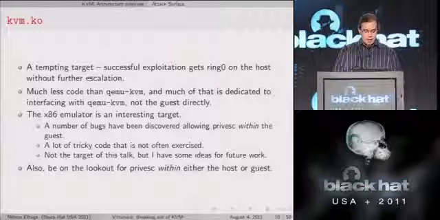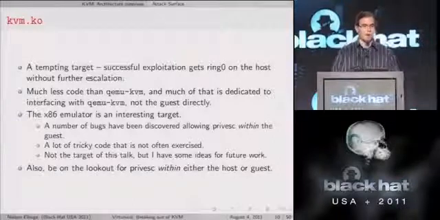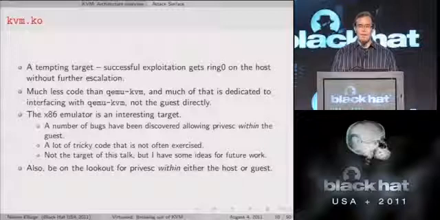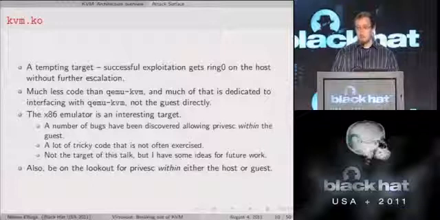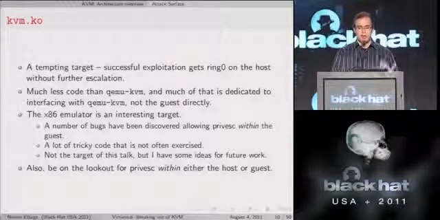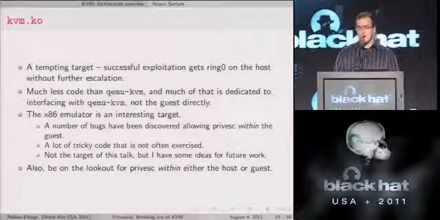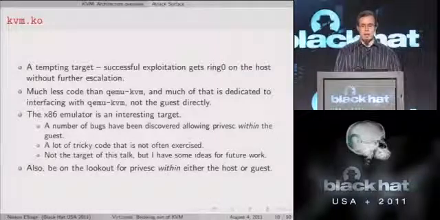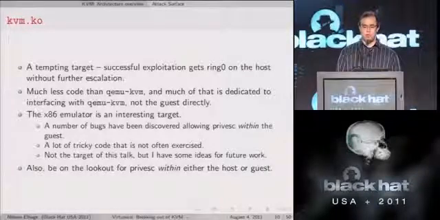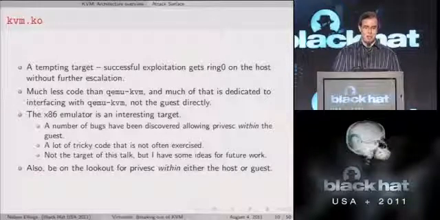So now we'll run back, again look at those, this with more of an eye for attack surface. KVM.ko for someone trying to break out of the guest is a very tempting target because it runs in the kernel. So if you successfully exploit this from the guest, you get ring 0, fully privileged escalation on the host with no further work on your part. But there's not much code here comparatively, and much of that code is actually dedicated to talking to the host's user space, not directly to the guest. And so the amount of attack surface here is comparatively small. But again, it is very high value attack surface.